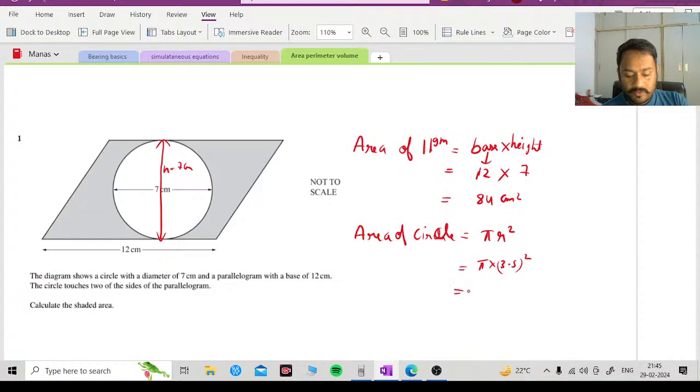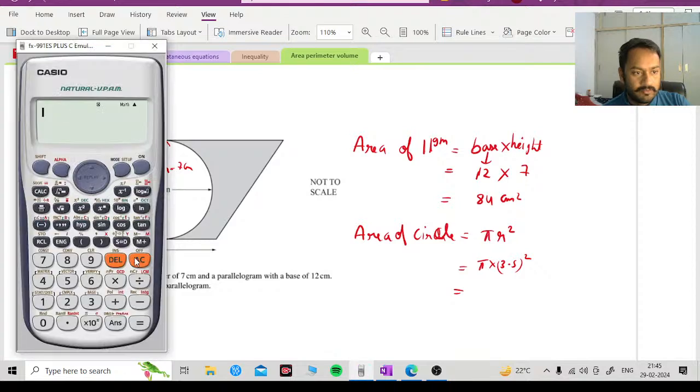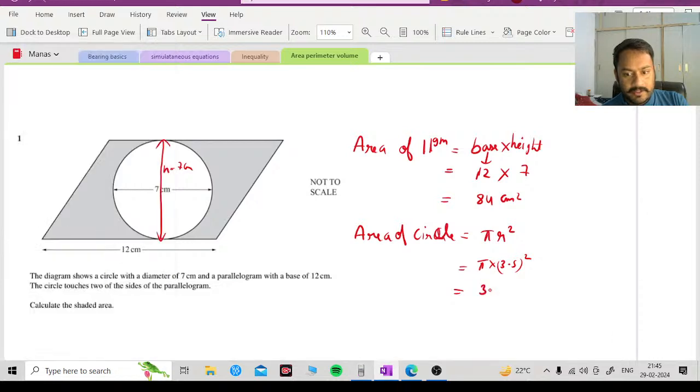Okay, so do not leave the class, we have some interesting questions. Today's class will be somewhat lengthy, as we have some good questions today. So 3.5 square, the answer will be 38.48 centimeter square. Now you can cancel this out to get the shaded region.